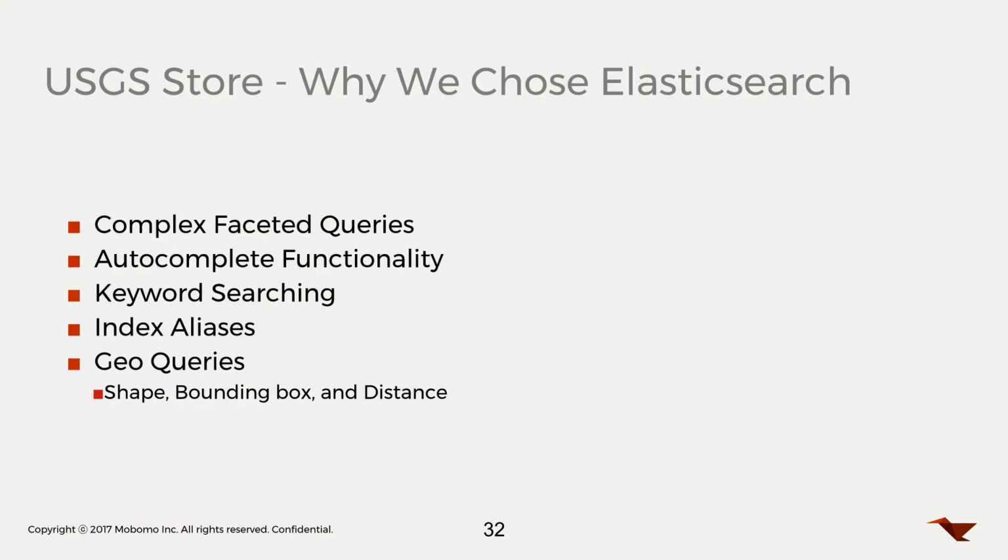Okay, so why did we choose Elasticsearch for this? We had specific query needs, like specific faceted query needs that can be pretty heavy. You've got the autocomplete functionality, the keyword, the index aliases. Did you have those? I don't think you did. No, I didn't. And then you have geo queries, which, since it's geological, you kind of need those.